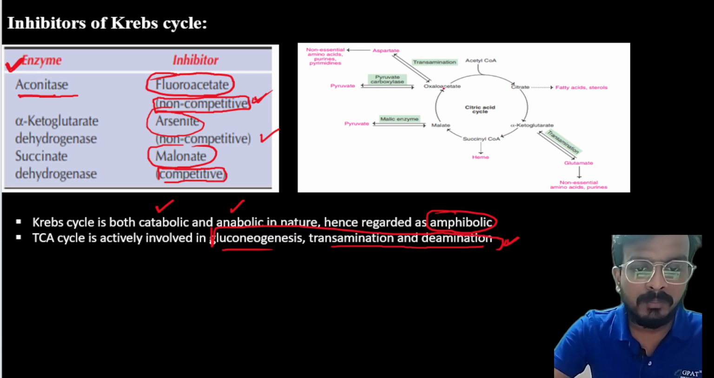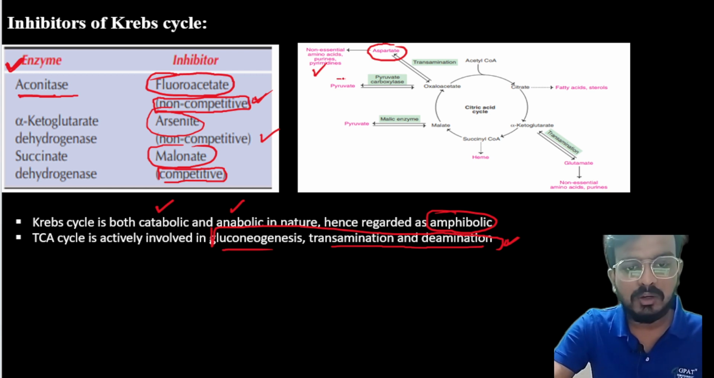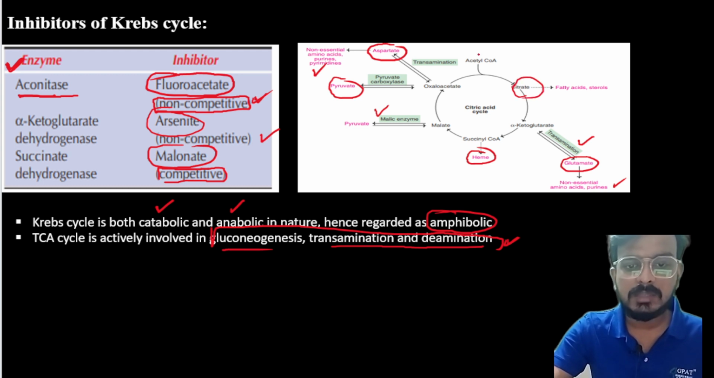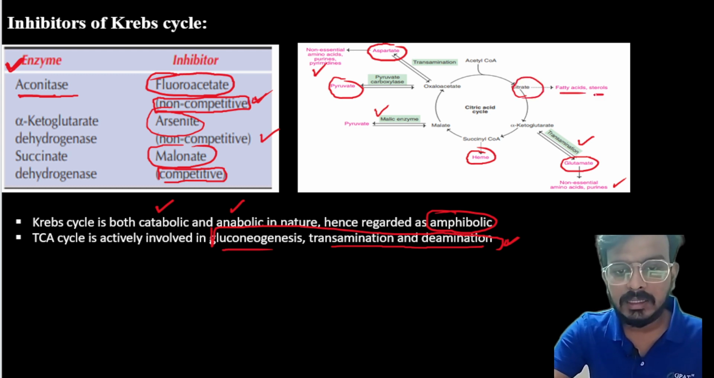You can see, from oxaloacetate, by the process of transamination, aspartate is formed, and aspartate is a non-essential amino acid used for purine and pyrimidine synthesis. Oxaloacetate by pyruvate carboxylase, pyruvate is formed, and from malate, pyruvate is formed by malic enzyme. From succinyl coenzyme A, your heme can be formed. From alpha ketoglutarate, by transamination, glutamate is formed, and you know glutamate is a non-essential amino acid involved in purine synthesis. And your citrate is involved in fatty acid and sterol synthesis.